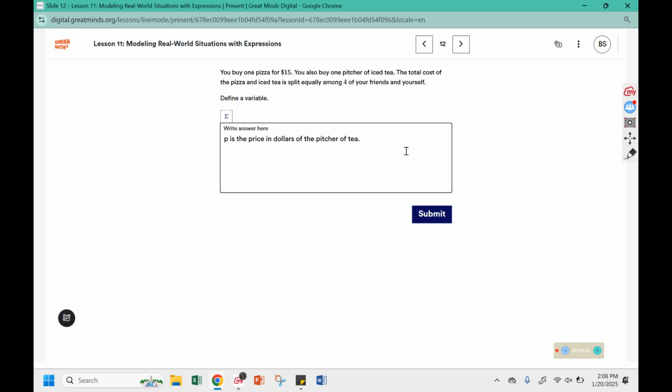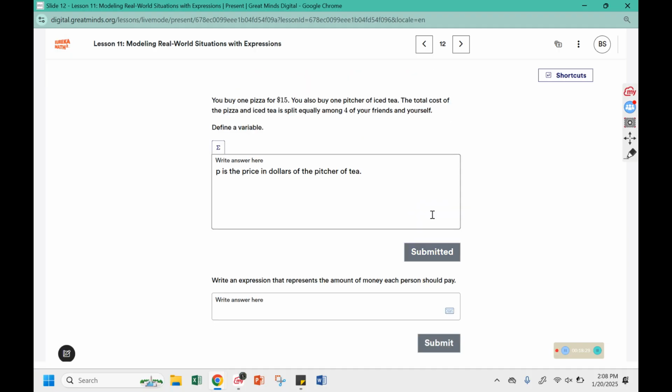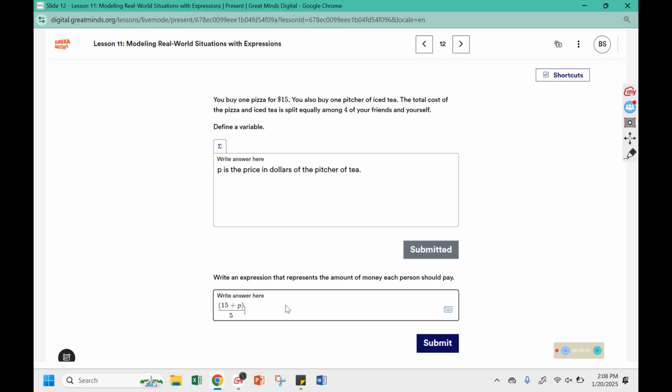So for our expression, we have the $15, the price of the tea, and then there's 5 people, the 4 of your friends and yourself. So we have the $15 plus the price of the pitcher gets split, but not just that piece, it's the whole thing that gets split. It doesn't want to type for me here. (15 plus P) divided by 5, because there's 5 people.